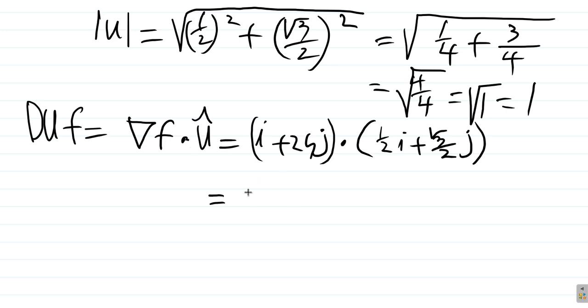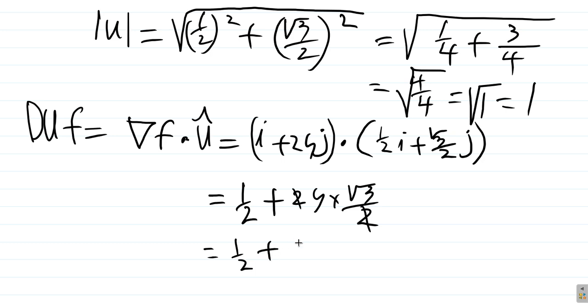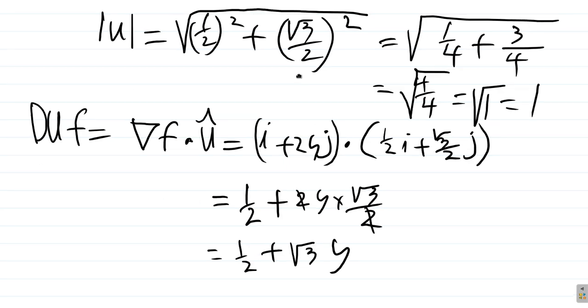So it's 1 times half, which is just half, plus 2y times square root of 3 over 2. Guess what? The 2 cancels the 2 here. It's going to be half plus square root of 3 y.